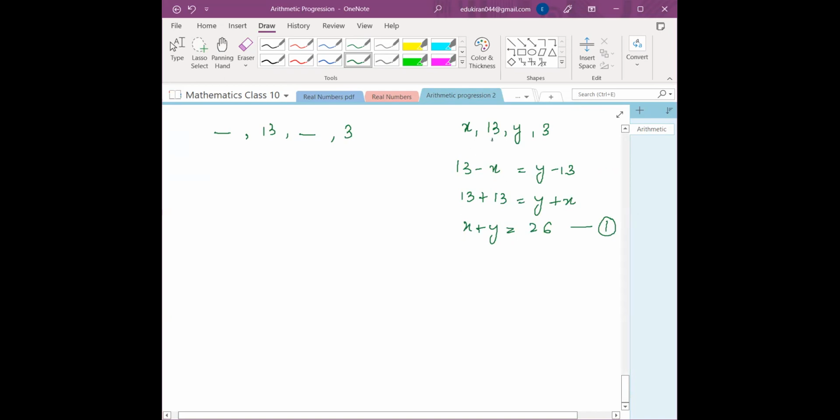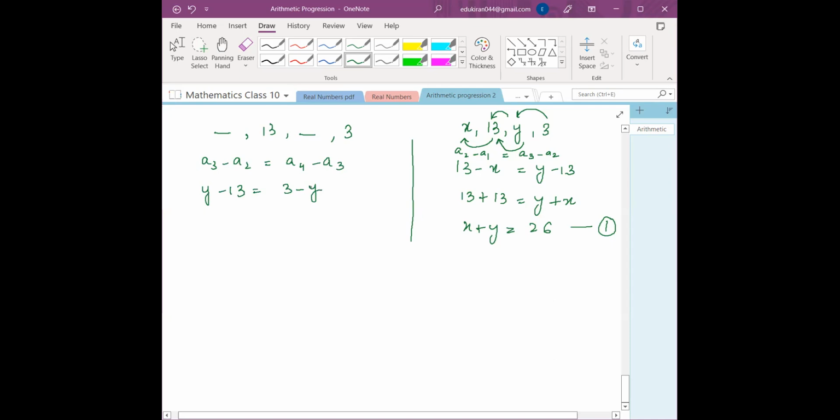See, I'm taking the difference of these two terms should be equal to the difference of these two terms, correct? I'm doing A2 minus A1 is equal to A3 minus A2. First, I'm taking this, so I have obtained one equation. Now I take these two terms and compare the difference of these two. It should also be the same if this is an AP, right? So A3 minus A2 should also be equal to A4 minus A3. So Y minus 13 should be equal to 3 minus Y.